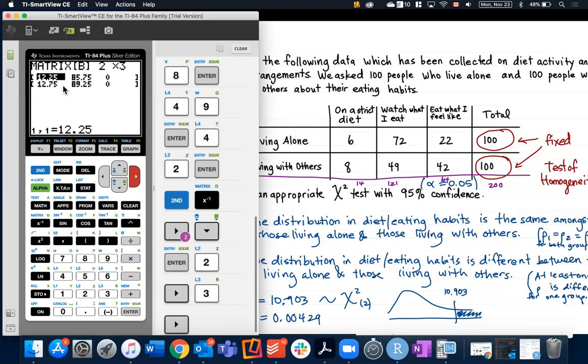Oh, maybe the numbers I never added to 100 anyway. That would be hilarious. Okay, so let me try 6 plus 72 plus 22 gives me 100. 8 plus 49 plus 42 gives me 99.